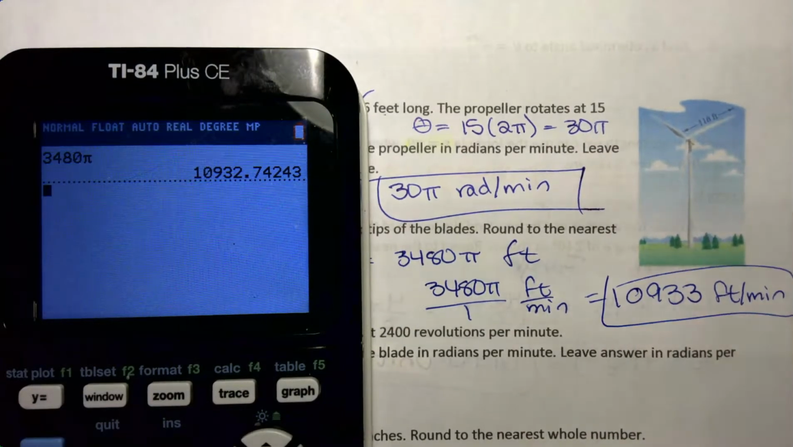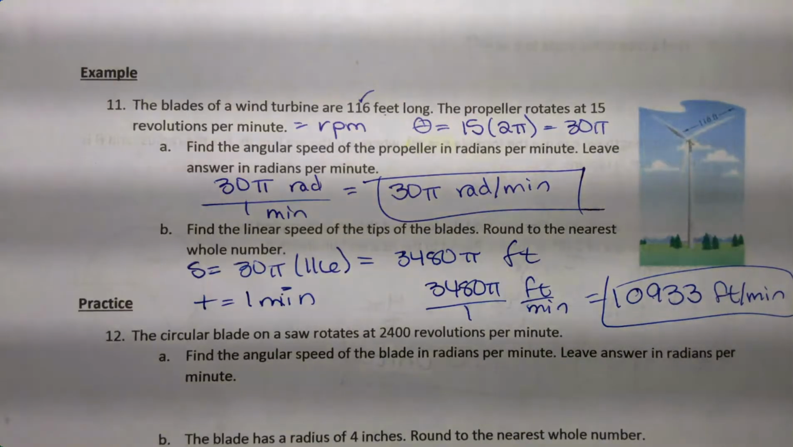So one thing I want to point out is on the homework, sometimes it changes from minutes to seconds, but it will give you the question in minutes. When it does that, you will need to convert from minutes to seconds, kind of like we did back on number 9.